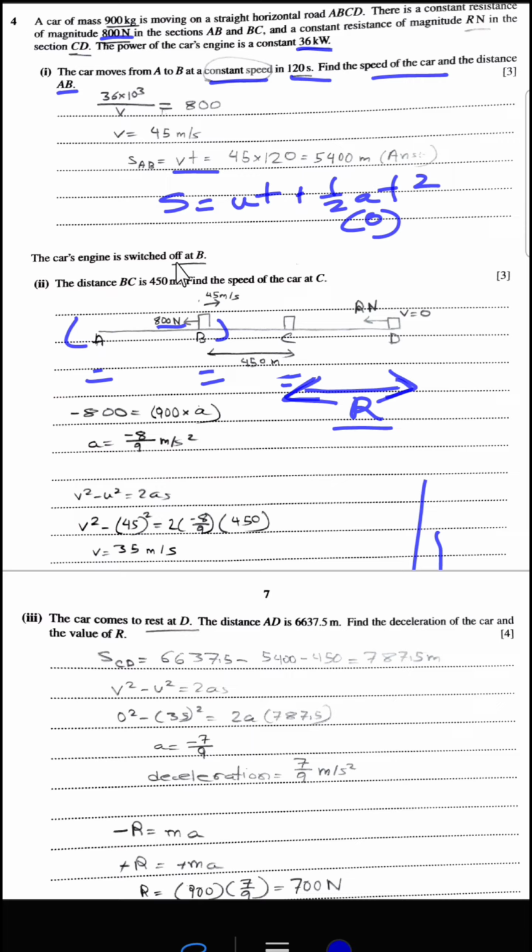The car's engine is switched off at B. So at point B, you have to notice that the car's engine is switched off. That means there is no driving force at B. The distance BC is 400 meter. So we know that the length of BC is 400 meter. Find the speed of the car at C.